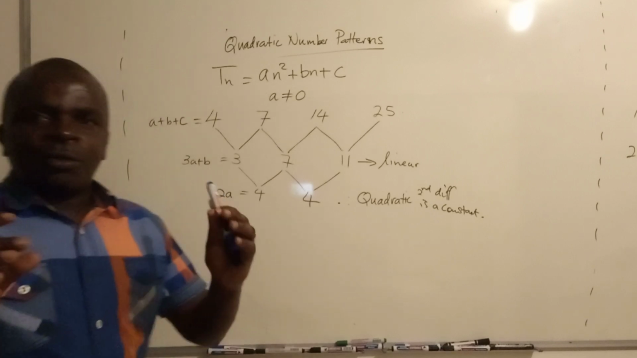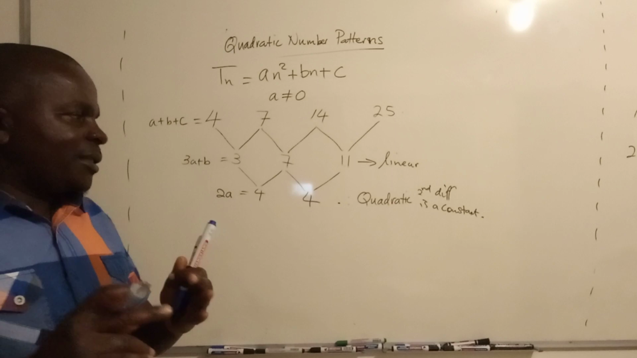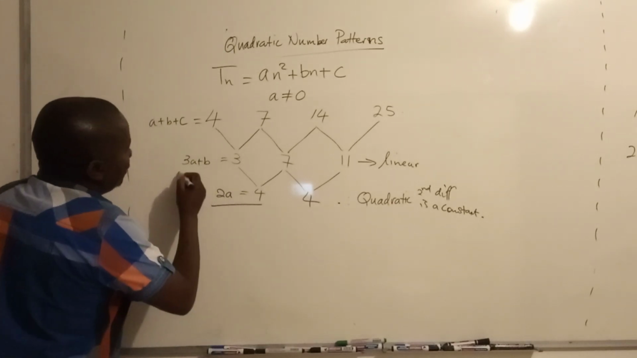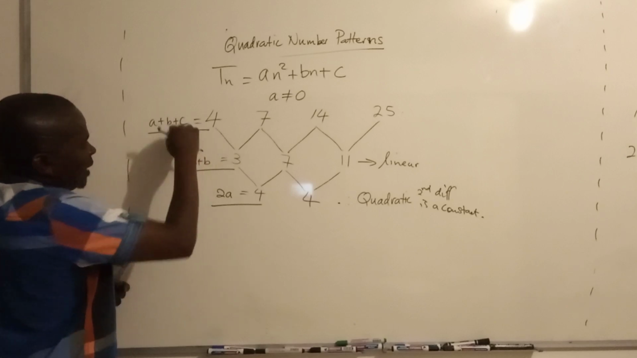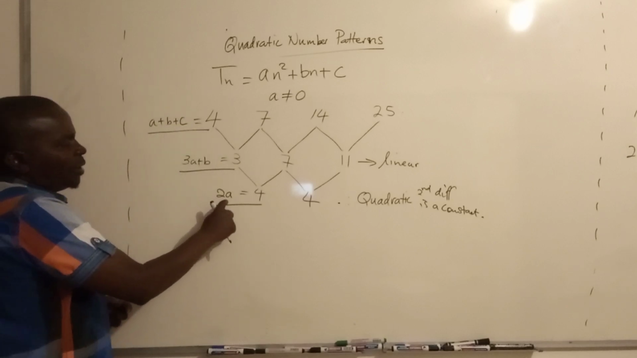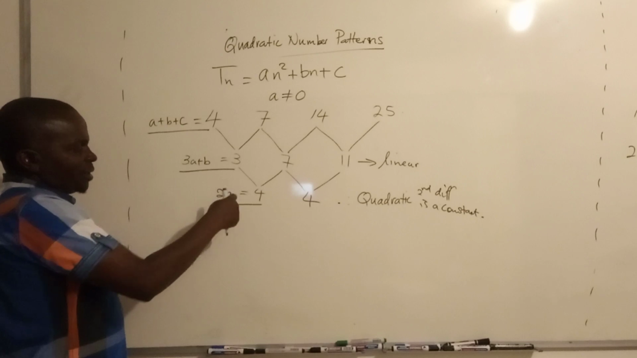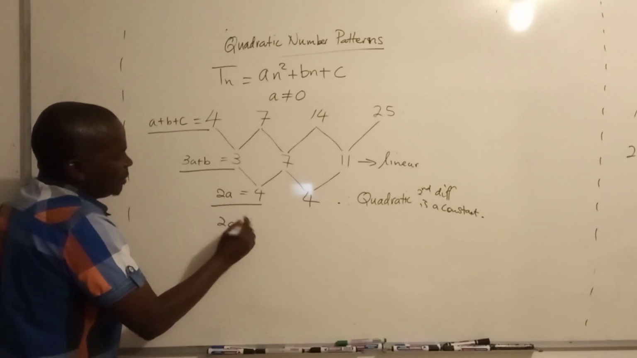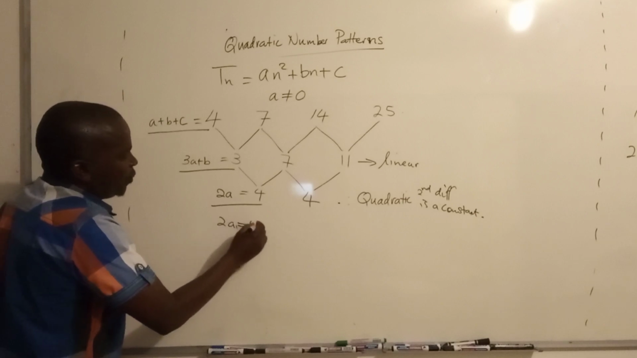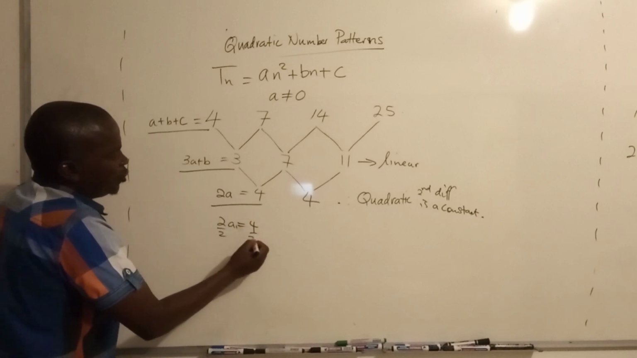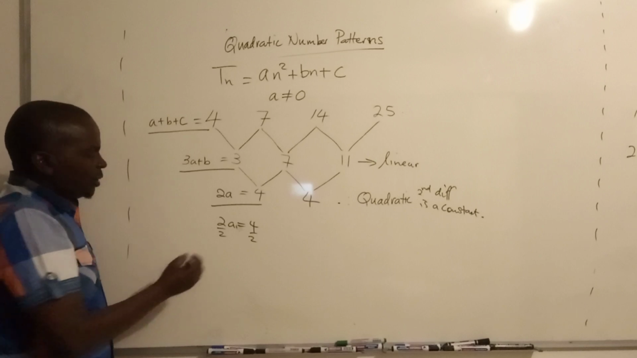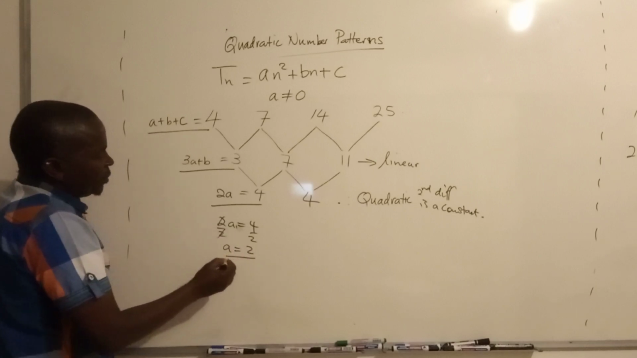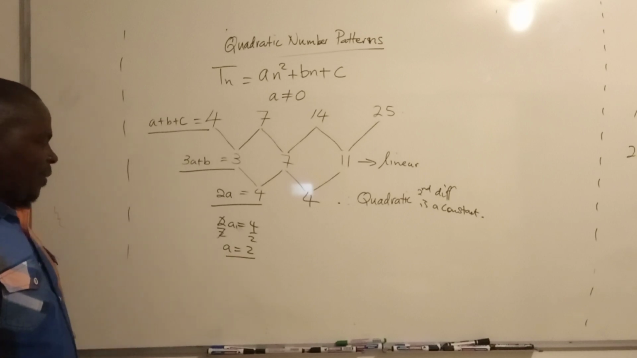Now, to find your constants, that is a, b, and c, you solve these equations here, right? Starting with this one, because there is only one constant there, so it is easier to solve. So your 2a is equal to 4. You divide both sides by 2. What will it give you? a is equal to 2. So this is our first value.